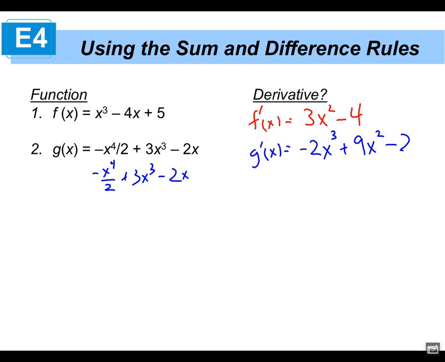When you have something like this, don't freak out. Just rewrite it as negative 1/2 x to the 4th. It's the same thing. Okay? Tricky. This should be a 2. I got a little hyper there. Okay, get this out of the way.